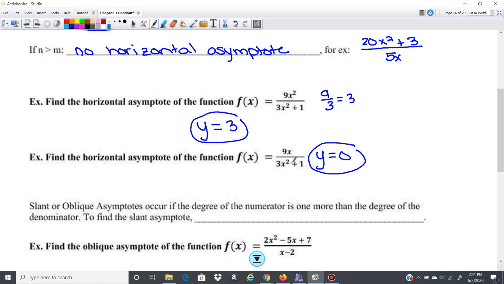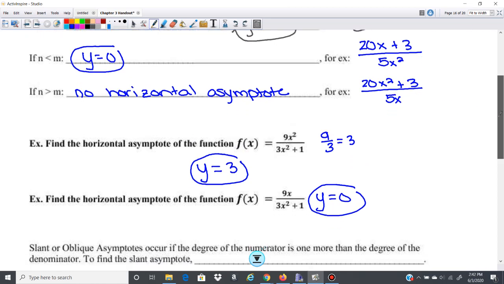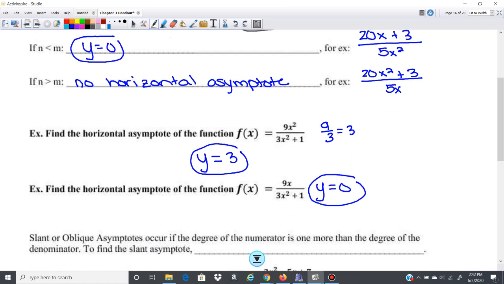The way that I do it is, if I have a slant, I know that I don't have a horizontal, and the slant one you can tell because you're going to do division here. So if I look at this example here, the 20x squared plus 3 over 5x, if I can divide, then I probably have a slant asymptote and not a horizontal one. But if I look up here in my second case, I cannot divide. So if I can divide, then I have no horizontal asymptote and I have a slant one. If I can't divide, the horizontal asymptote is 0. So that's one way to tell.